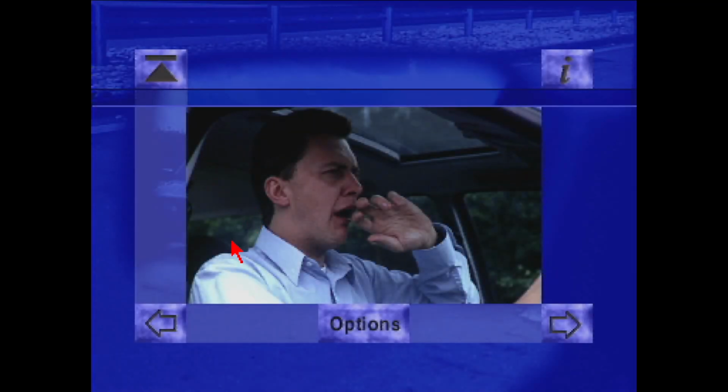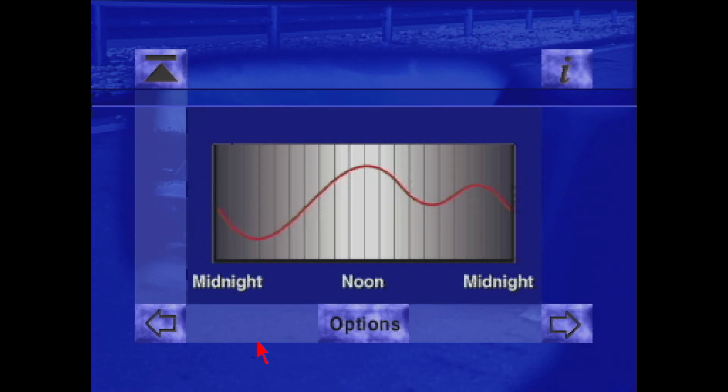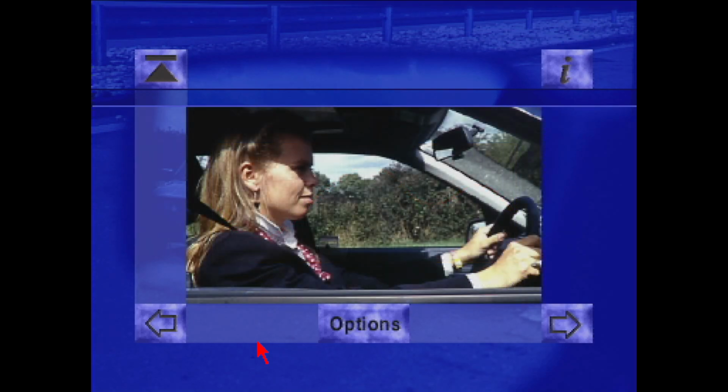Fatigue slows down your mental and physical responses and reduces the clarity of your thinking. We all experience peaks of alertness and troughs of fatigue every day. Get to know when your troughs occur and try to avoid driving during them. To avoid fatigue when you're driving, ensure that you're properly rested before you start.